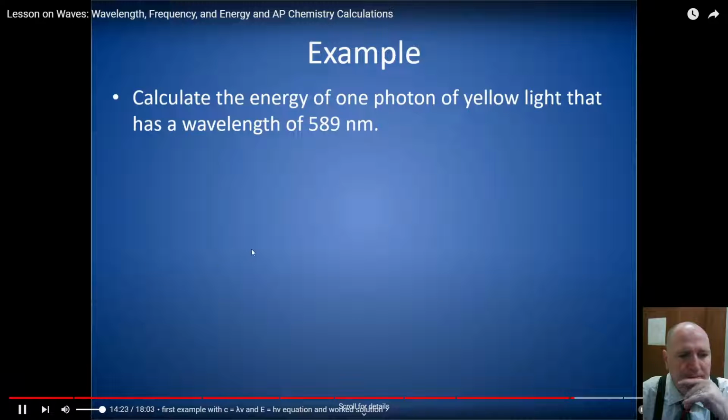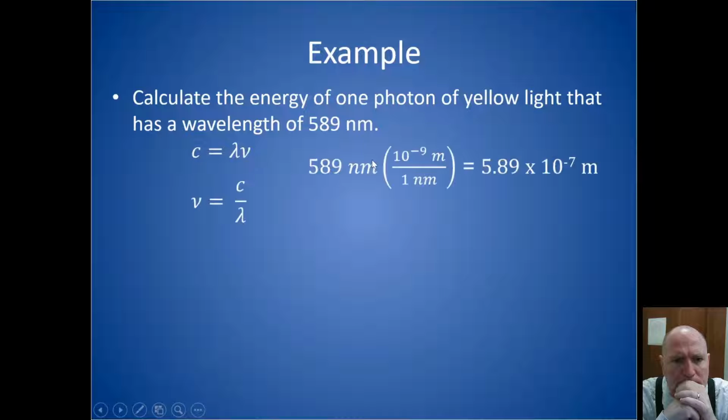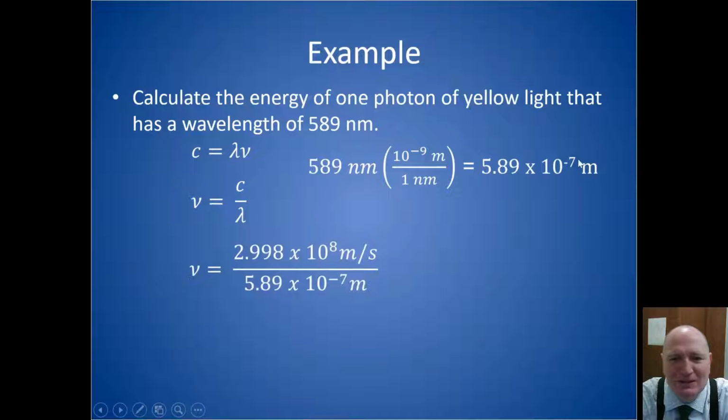so now we're calculating the energy of one photon of yellow light, and we're given wavelength in nanometers. Oh, notice we're given nanometers. We've got to take a moment and convert nanometers to meters, because before plugging into this equation, we need wavelength in meters since c has units of meters per second. Cool. Now that I have my wavelength in meters, if I plug in to solve for frequency, I'll notice that meters cancel out and I get my frequency in 1 over seconds, or seconds to the minus one, or hertz.